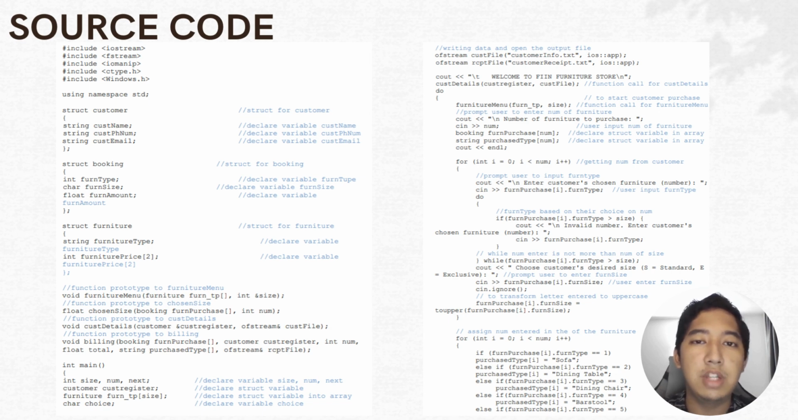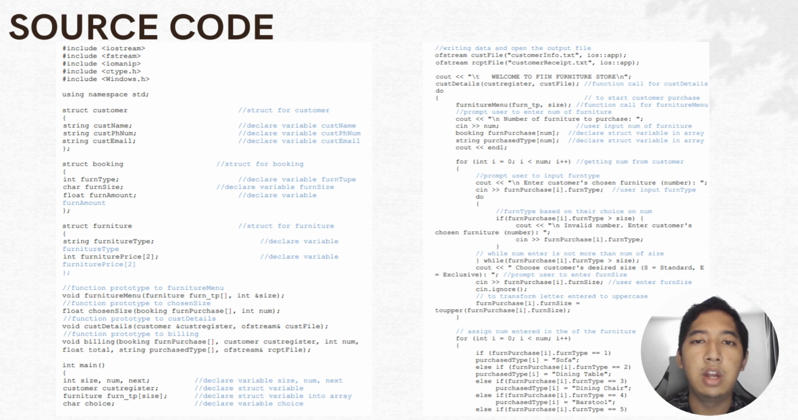These are the variables that we declared that will be used later in the main function, which is size, num, next, customer cash register. This one is to assign the variable name cash register to the struct customer that we declared earlier, and then furniture FIIN array size, which is to declare the FIIN variable to the struct furniture, as well as the size as the number of elements in the array. And then lastly, the char choice that will be used later in our do while loop.